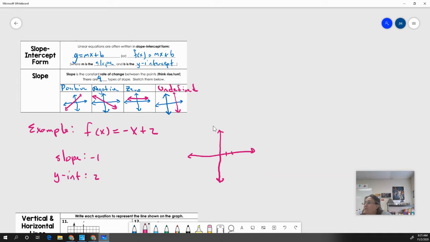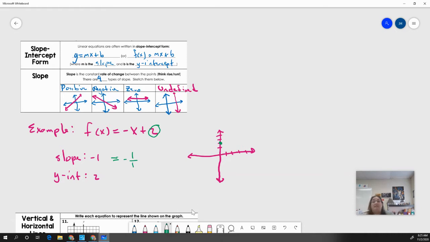I've got 1, 2, 3, 4, 1, 2, 3, 4, right? What I know about this graph is that my y-intercept determines where it's going to cross the y-axis, and that is at 2. My slope is -1, and that is the same as saying -1 over 1.